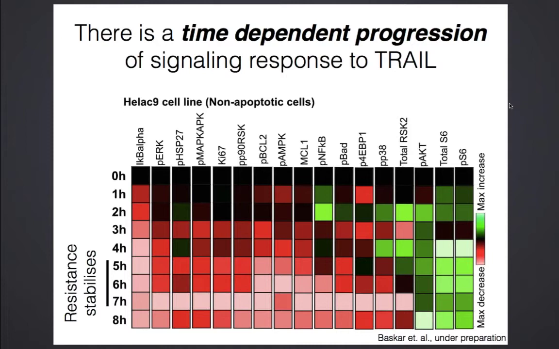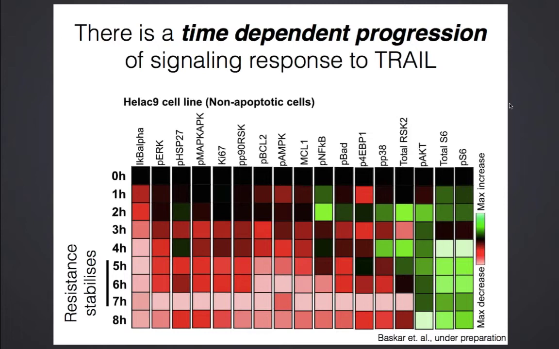So we did a time course experiment from 0 to 8 hours, and of course we captured a bunch of different survival signaling factors when we did that, and we saw that there's a time-dependent progression of signaling response to TRAIL. And see, for example, this is the fold change compared to 0 hours. There are more survival factors that are on. They kind of reduce as it goes down to 5 to 8 hours, and it kind of stabilizes. And the key factors that are upregulated at that point are phospho AKT, S6, etc. And that's the signaling signature of resistance, if you will, looking at the non-apoptotic cells, of course.